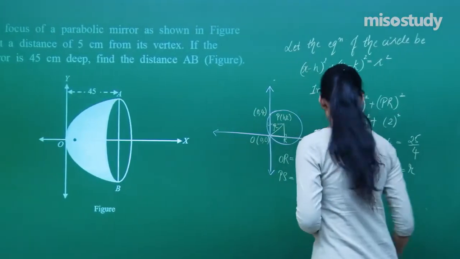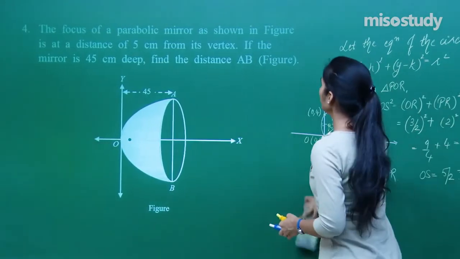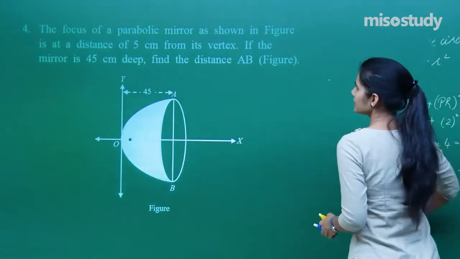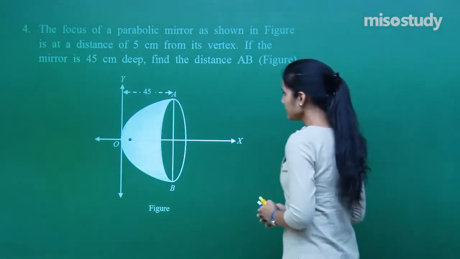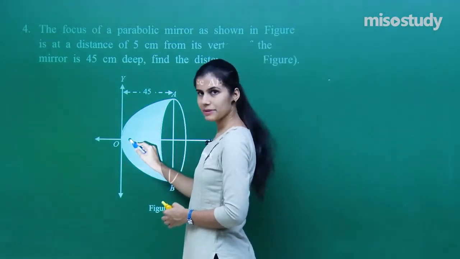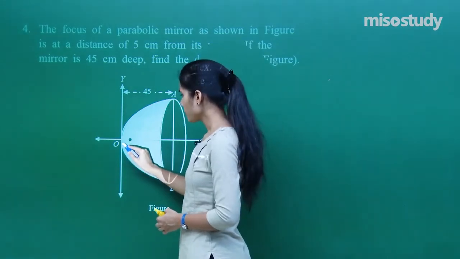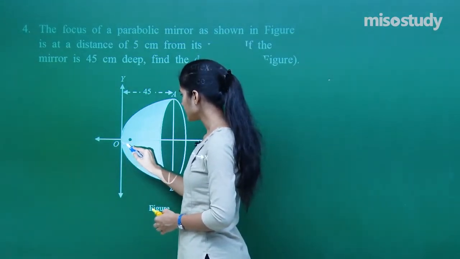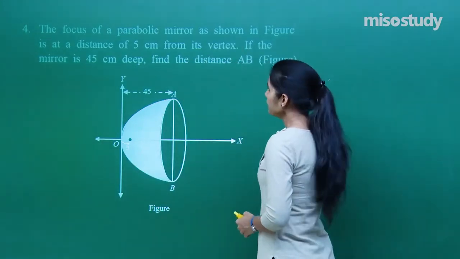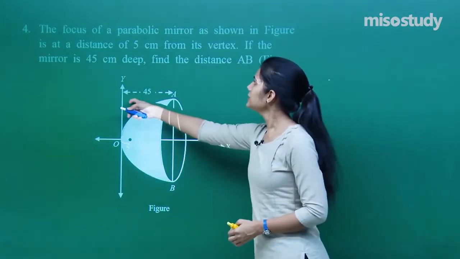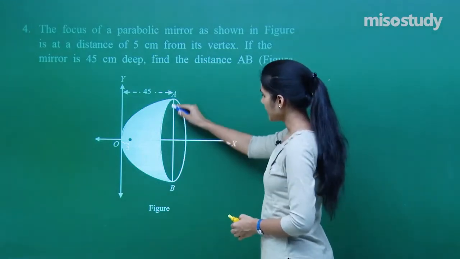Next question says, focus of a parabolic mirror as shown in the figure is at a distance of 5 centimeters from its vertex. That means, if suppose this is my focus, this is my vertex obviously, then this distance is nothing but 5. If the mirror is 45 centimeters deep, find the distance AB.